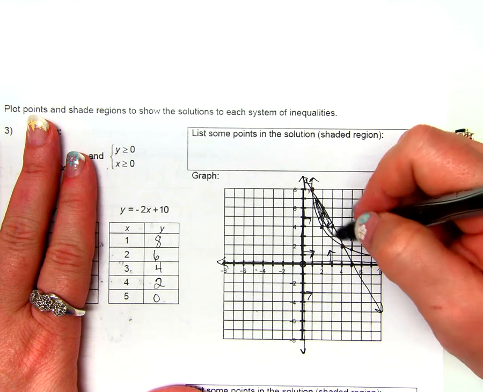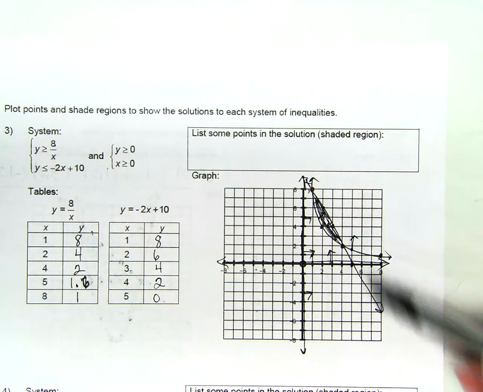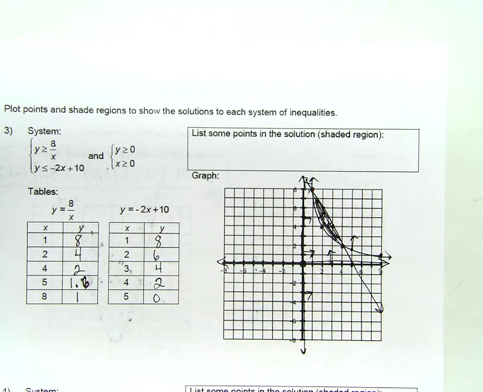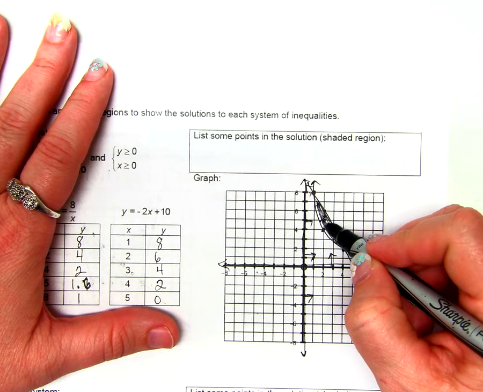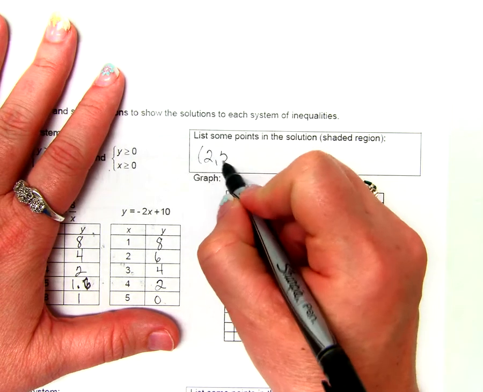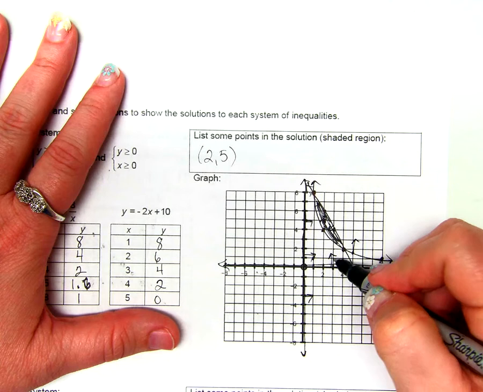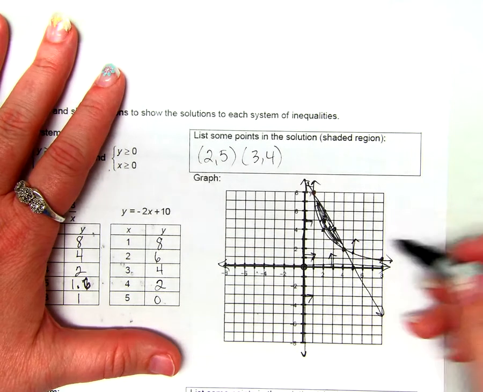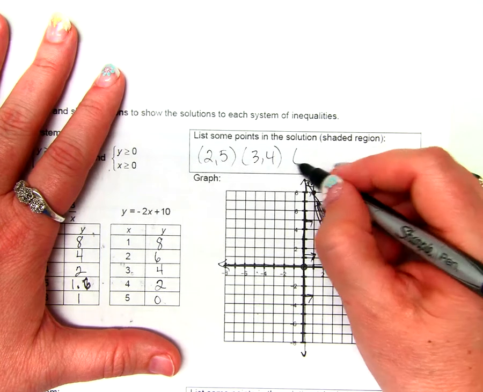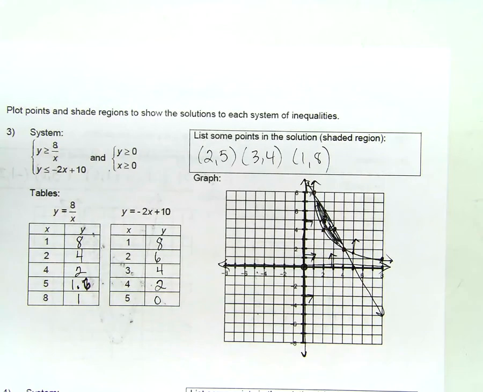The little eyeball? How many eyeballs do you know that are shaped like that? Okay, we'll go with your answer. Okay? So tell me at least 3 points that are in that shaded area or part of the solution. 2, 5. 2, 5 definitely works. 3, 4. Oh, 3, 4 is on the line. Is that still okay? Yes. 1, 8. Ooh, that's on both of them, isn't it? Still works though, doesn't it?